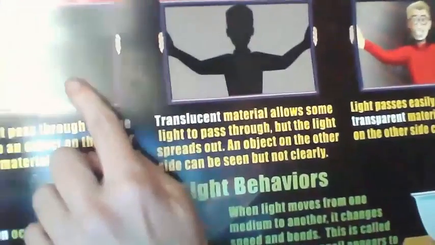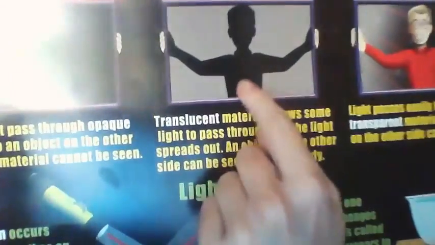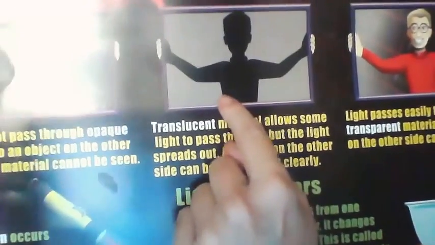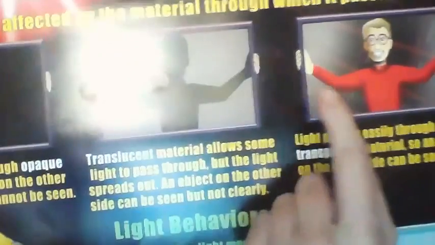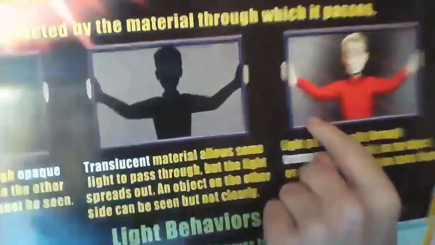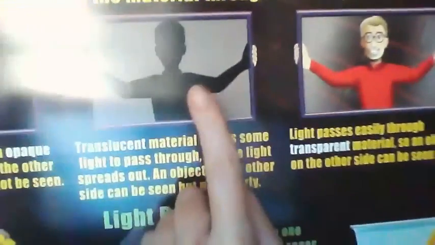Also, I wanted to tell you about light. Light cannot go through opaque. Some light can be reflected through translucent. And some things are transparent and light goes right through it unobstructed. But translucent, it is obstructed.